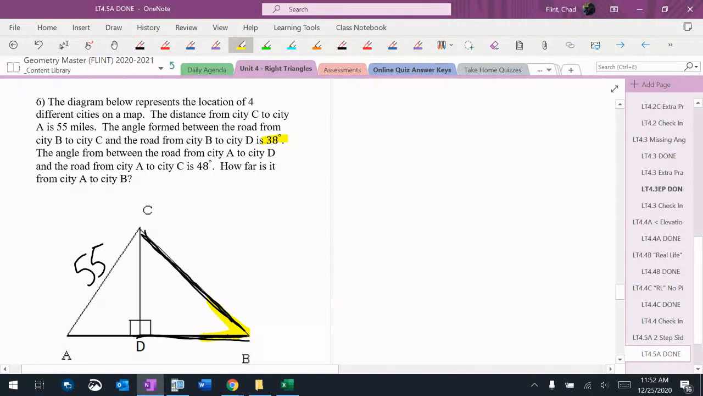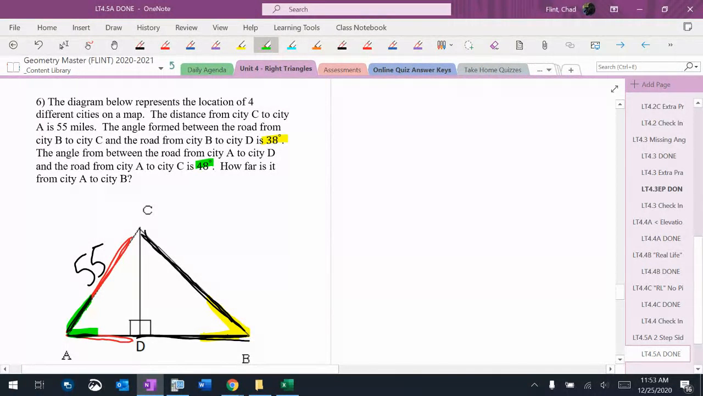I understand what's going on. And then the angle between the road from city A to city B, so A to B, which would be one vector. So A to B is that road, and A to C is that road. All right, so that angle is 48 degrees.